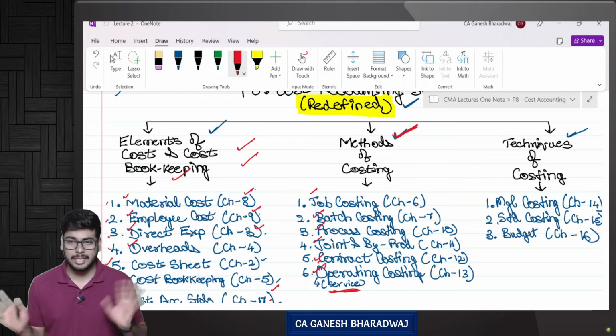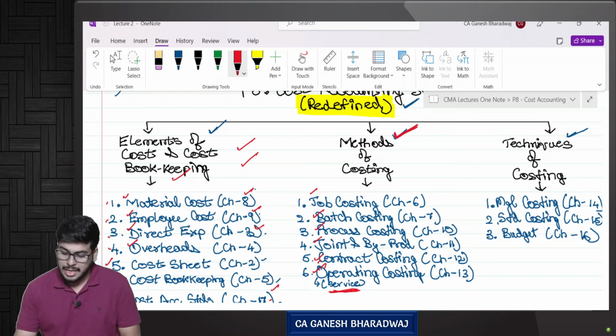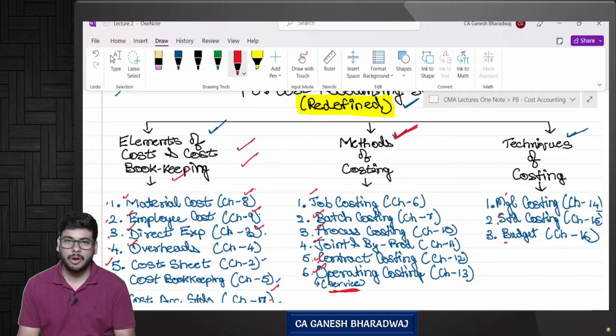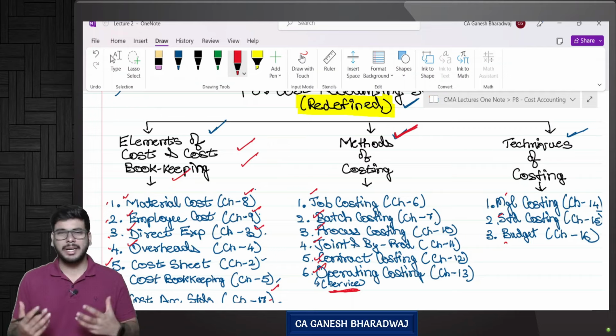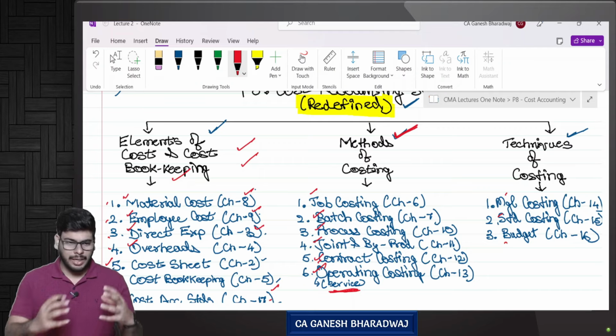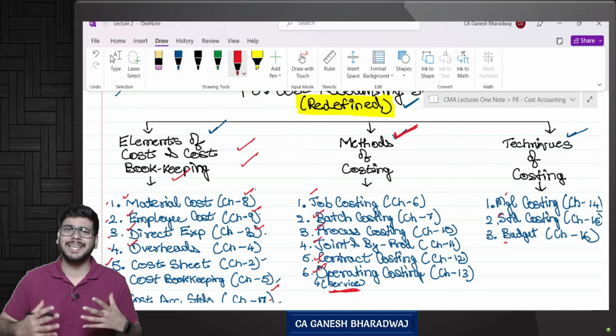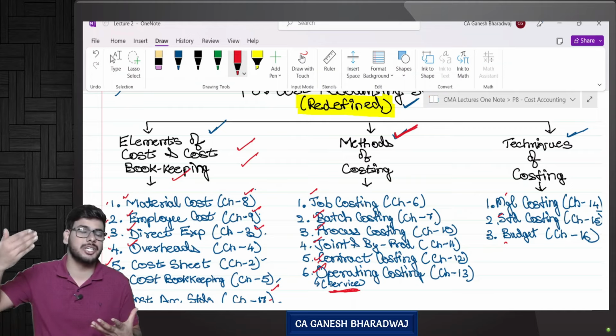Please understand, it is not sector specific. Now, in the techniques of costing, we basically have 3 chapters: marginal costing, standard costing, and budgeting. Now, what do you mean by techniques of costing? Whatever information cost accounting provides me, I can apply it for some decision making.